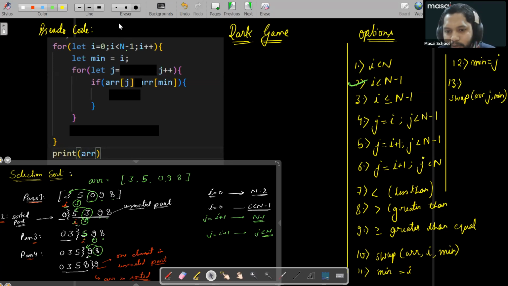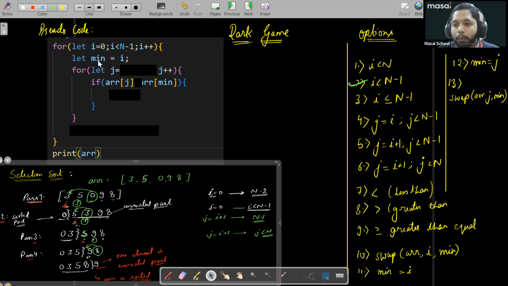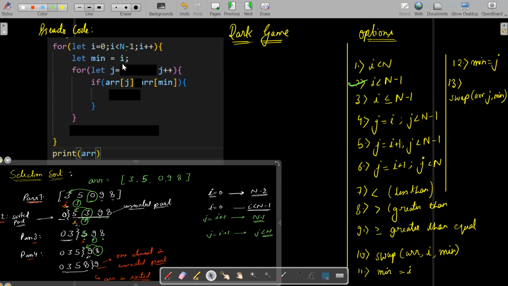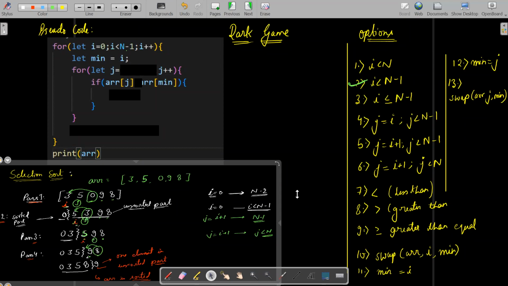Okay, Manoj Kumar Murumu, you can unmute yourself. Yes, sir. Good afternoon. There is one question. i starts from 0, i is less than n minus 1, i plus plus, then we store the minimum as the i index. Now for j, where is j starting and till where is it going? Tell me. j is starting from i plus 1.